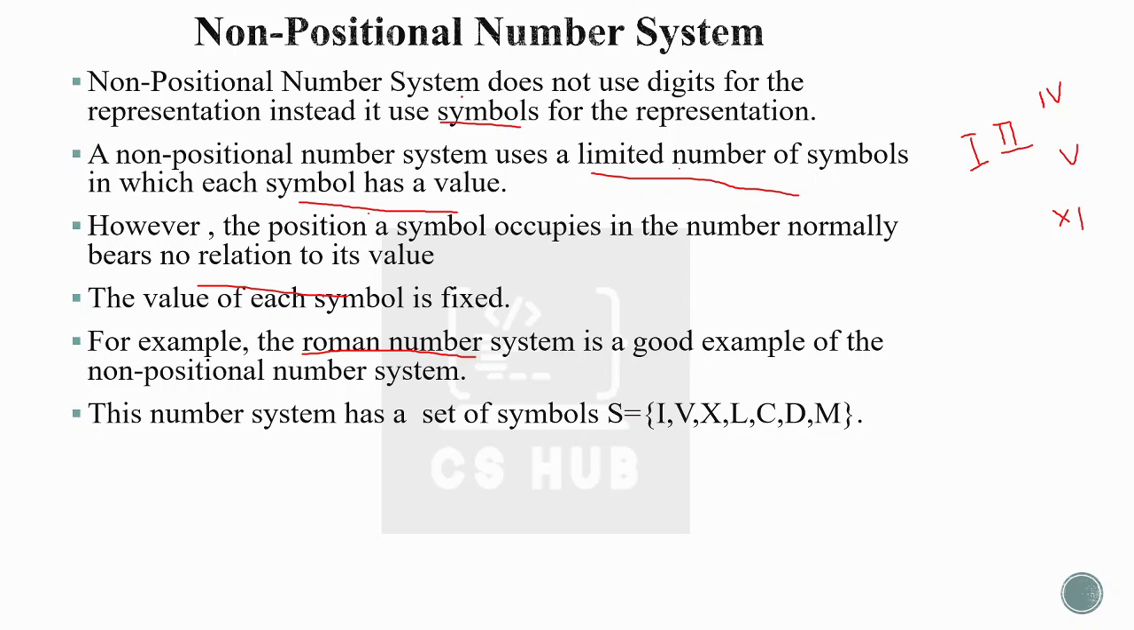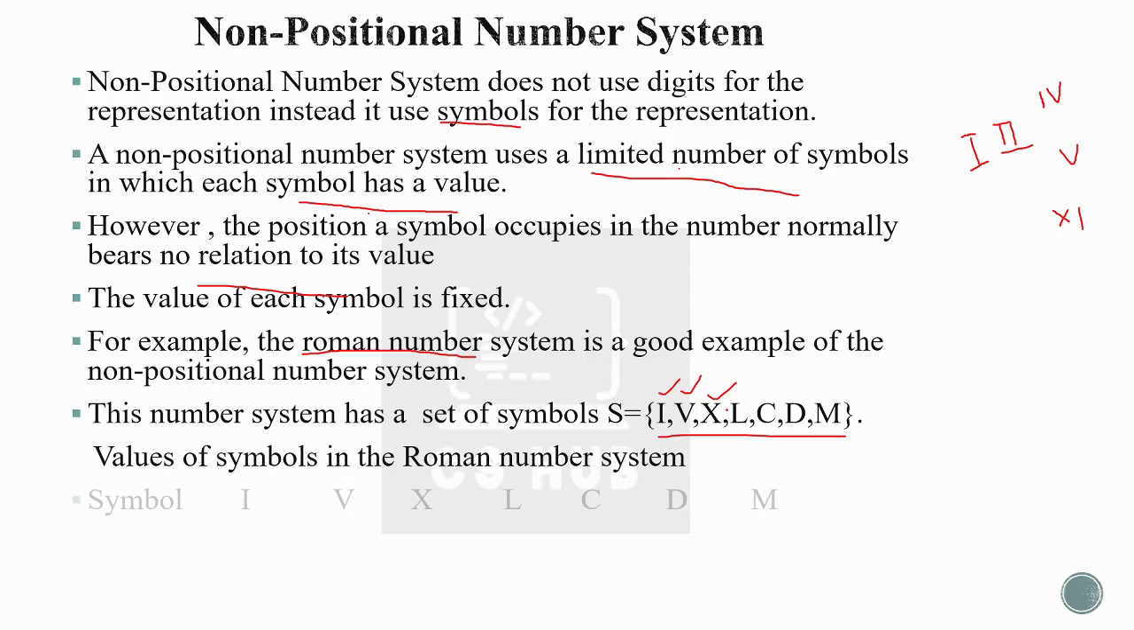These are the limited number of symbols used in the Roman number system. We will be familiar with at least these three symbols, and L, C, D, M are used for higher values. Here we can see the values of the symbols in the Roman number system. I is 1, V is 5, X is 10. The value of L is 50, the value of C is 100, the value of D is 500, and the value of M is 1000.